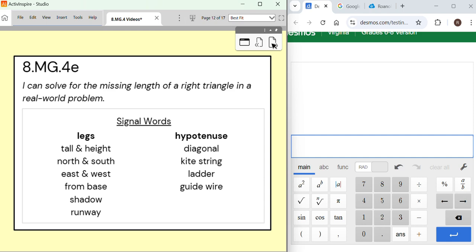Also, we have words that signal a hypotenuse: diagonal, a kite string, a ladder, or a guide wire, because they're always at a slant. So a diagonal of a rectangle, for example, would be solving for the hypotenuse. Okay?